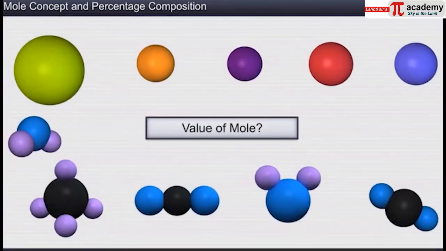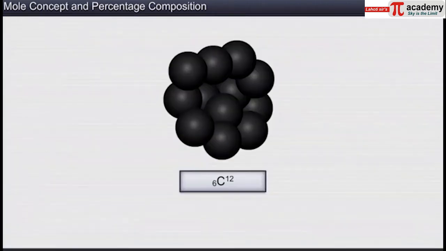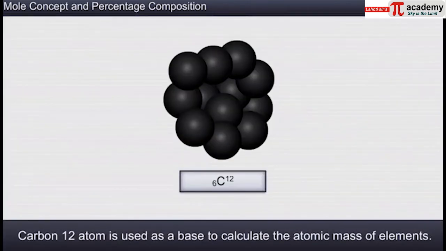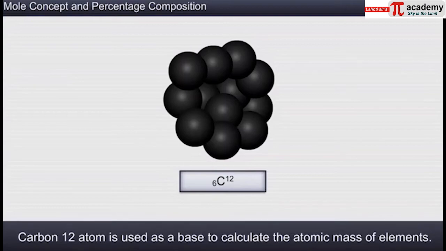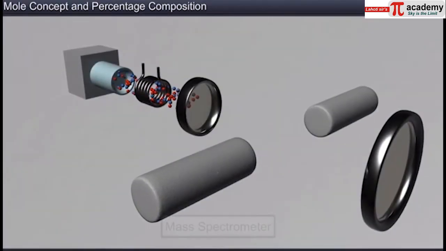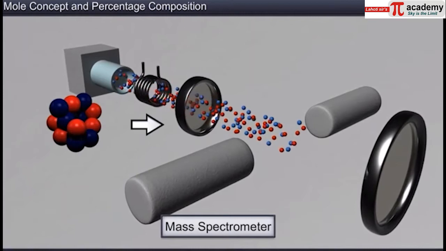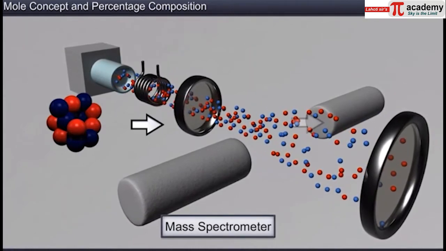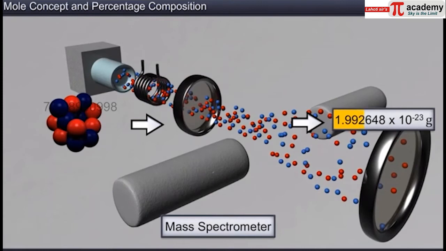But what is the value of a mole? Let's find out. We know that a carbon-12 atom is used as a base to calculate the atomic mass of elements. Hence, scientists used carbon as the base to determine the value of 1 mole. They used a mass spectrometer to determine the mass of a carbon-12 atom and found it to be 1.992648 multiplied by 10 raised to minus 23 gram.